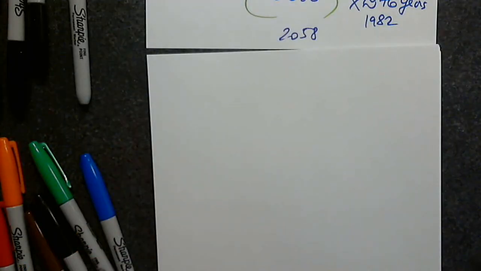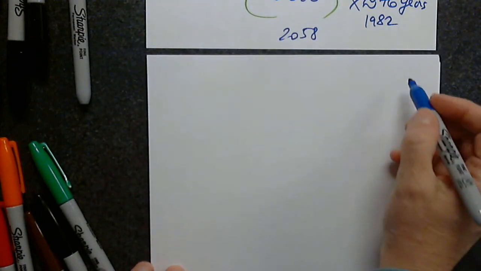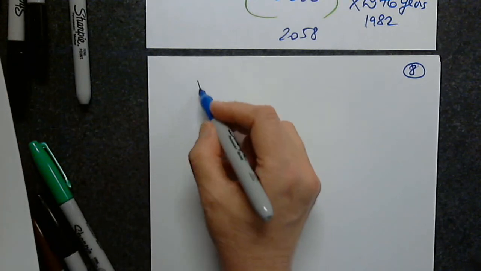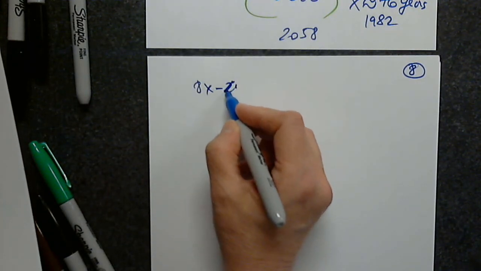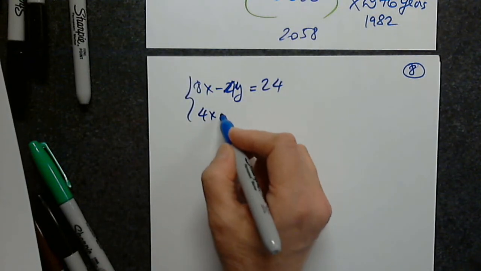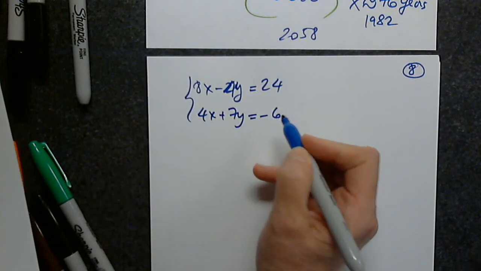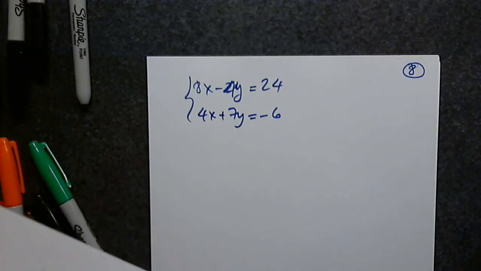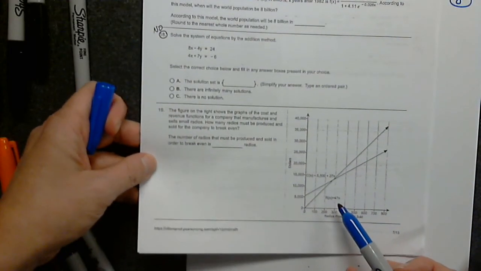Say it again. You need help? I got a different answer. Yeah. Okay, so the next one is 8x minus 4y equals 24. I get this one. And 4x plus 7y equals negative 6. We did it? Unbelievable. Fine. Okay, what about the radios? We did not do that.